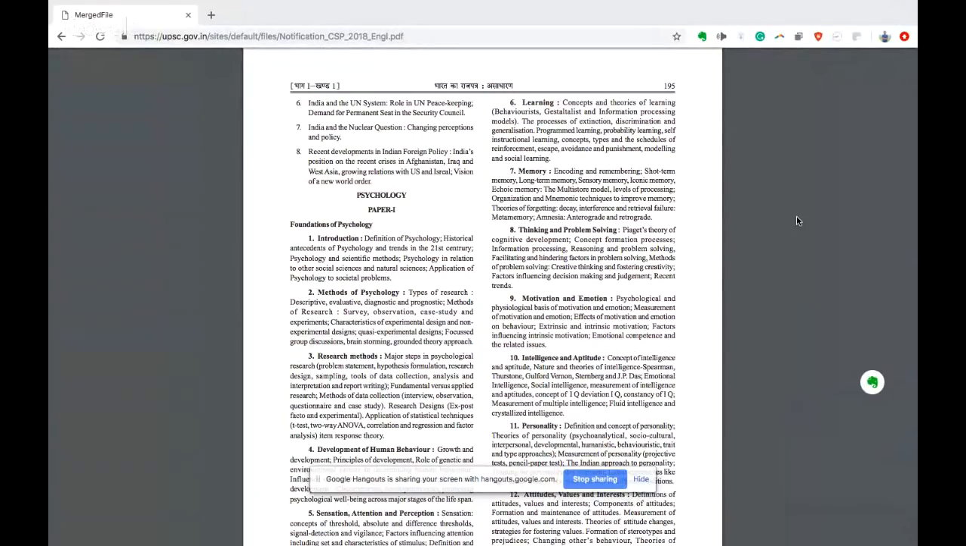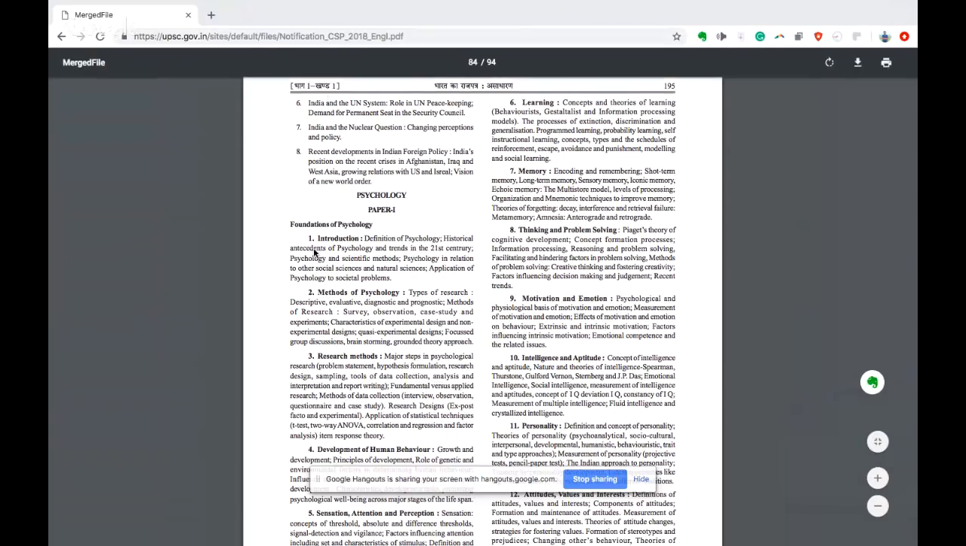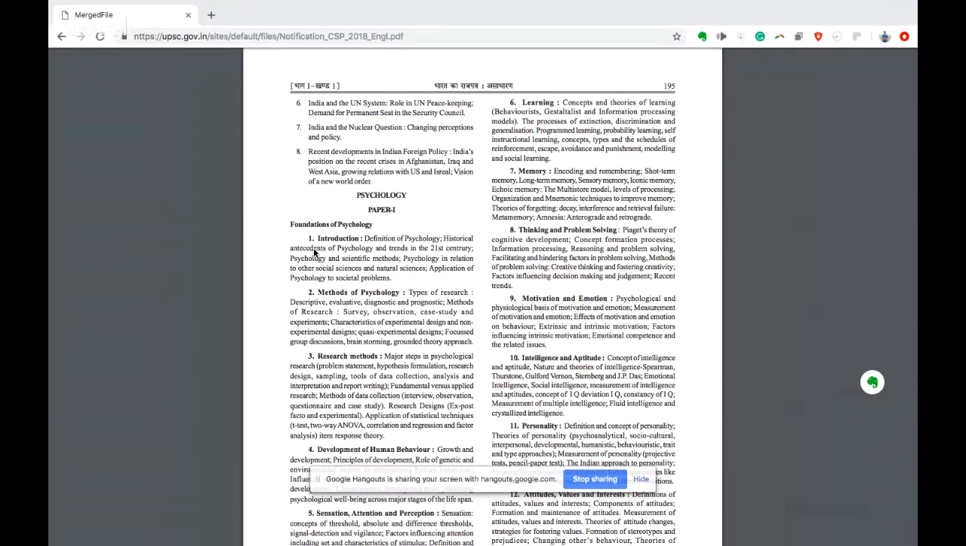This is the page which deals with the syllabus of UPSC Psychology. You can download this from UPSC. As you can see, this is directly from the UPSC website. This is 2018's notification. If you scroll down to page number 84 of this, you'll see the whole of psychology syllabus.